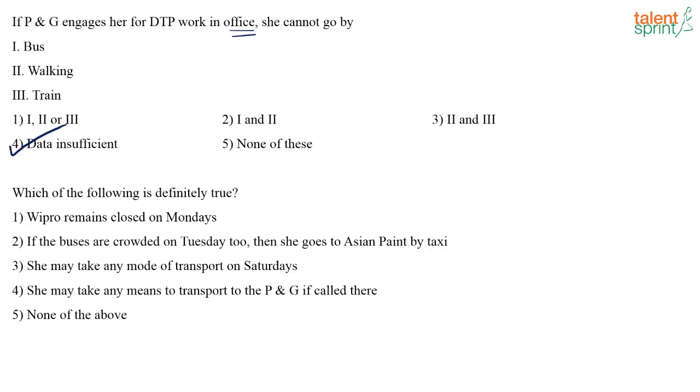Okay, because if you look at that particular week, she is going by taxi, she is going by bus, she is also going by walking. So all the 3 is already covered at least once. So actually speaking, she can use any mode of transport. So we don't know why she cannot use a particular mode. No information is given to us to arrive at a conclusion. So you have to go with the answer as data is insufficient.